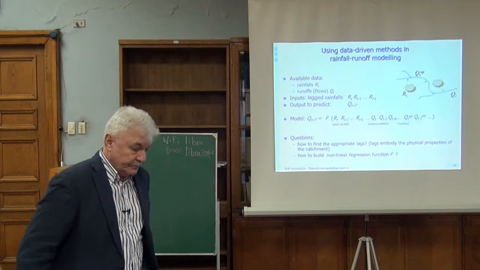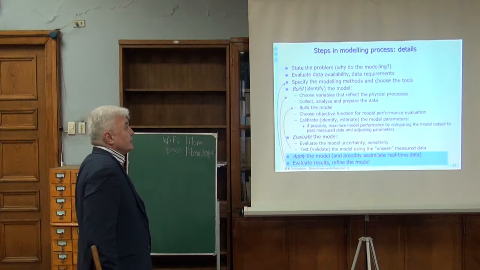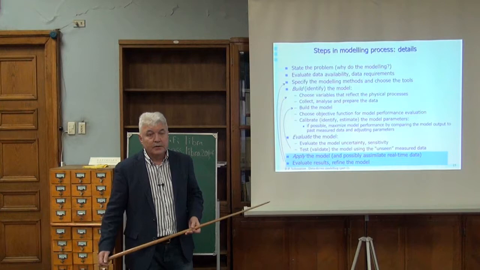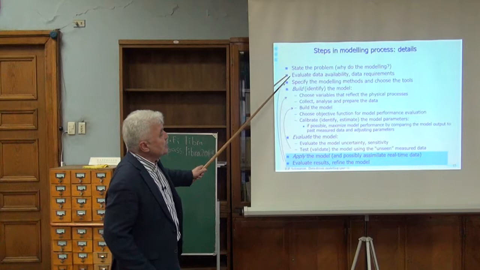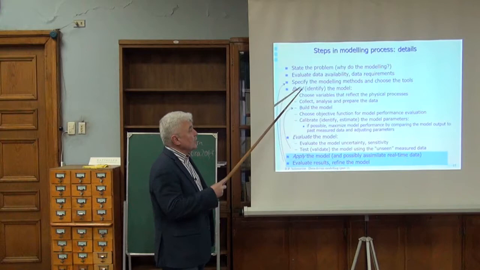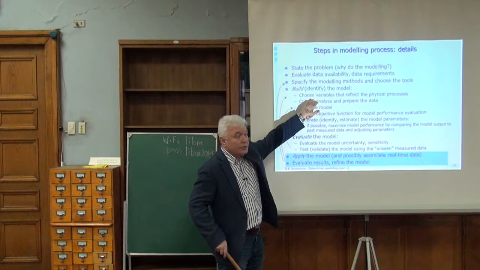So let's look now at steps in the modeling process. It's written for machine learning models, for data-driven models, but you could also use it for any other model as well. So we, of course, first state the problem, evaluate data availability, specify the modeling methods and such like, and only then we go to building the model. And the first important step, especially in machine learning, is to choose variables that reflect the physical process.